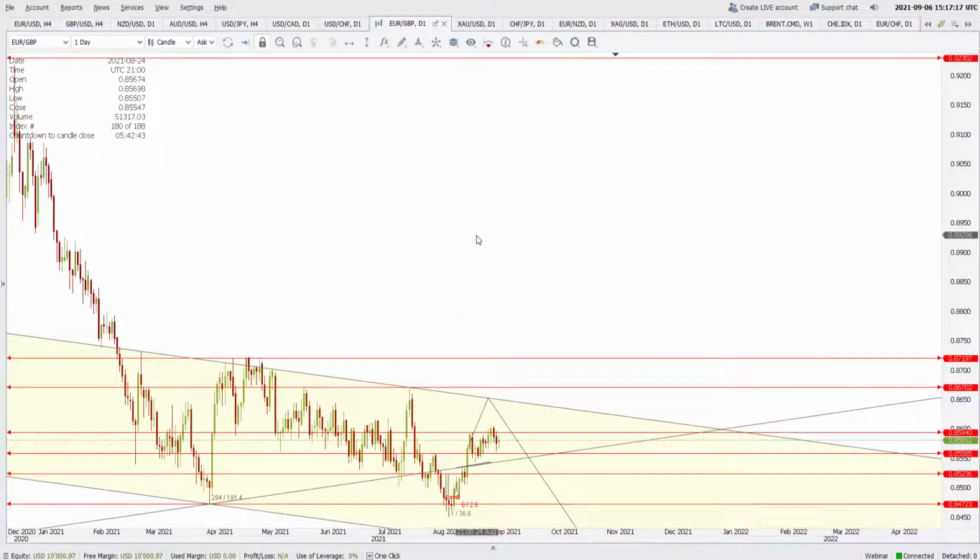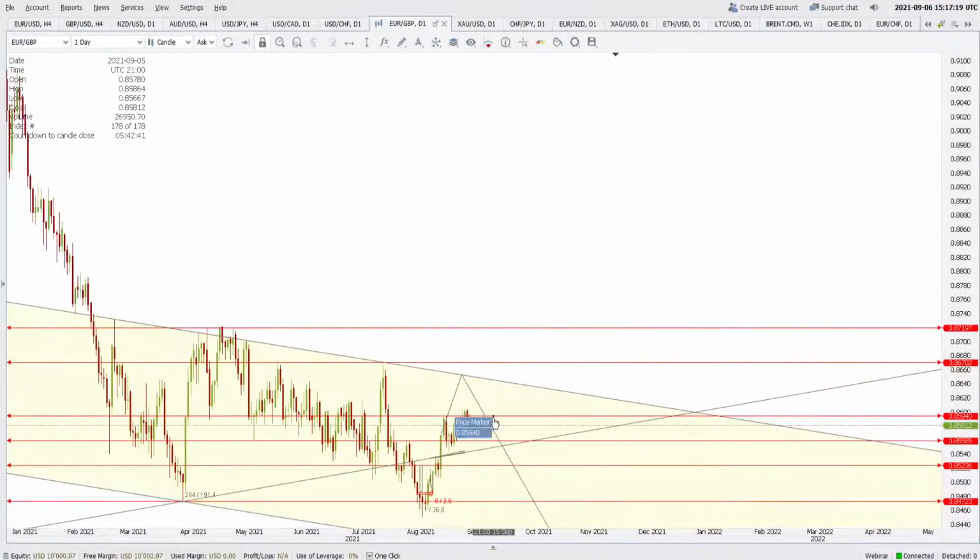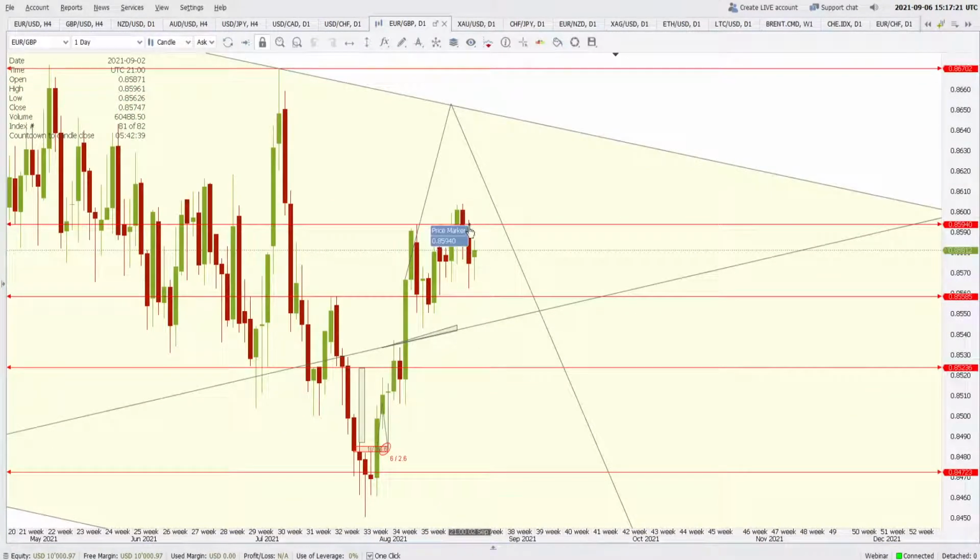There's nothing to be discussed actually on Euro GBP. No movement, nothing. On Friday also there was not much movement, and even today this is just an inside bar, not to talk about.